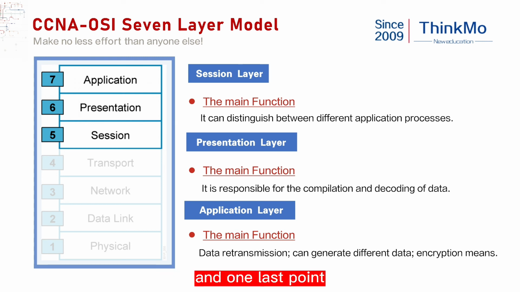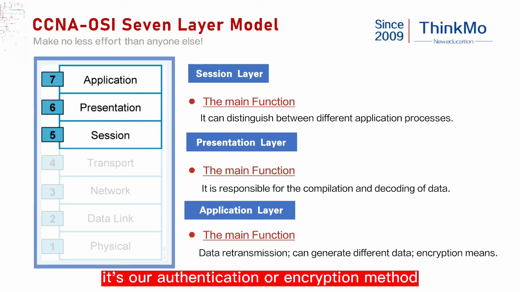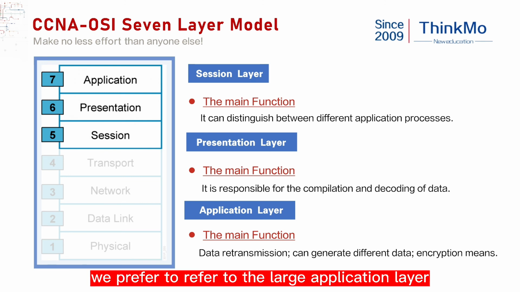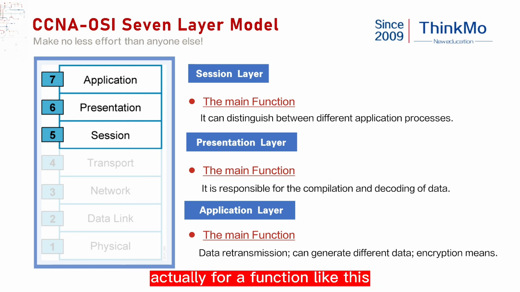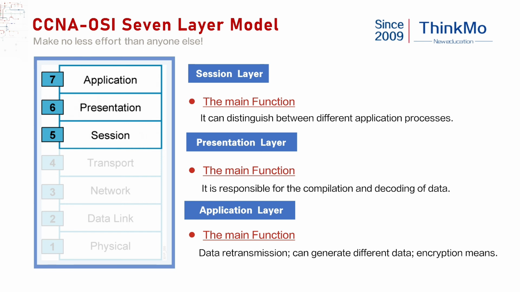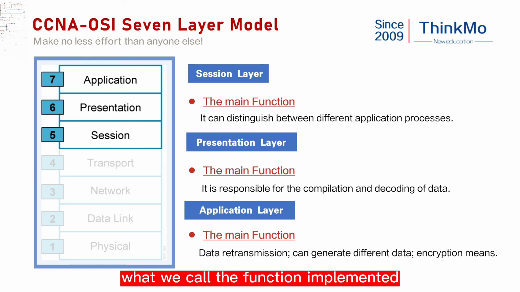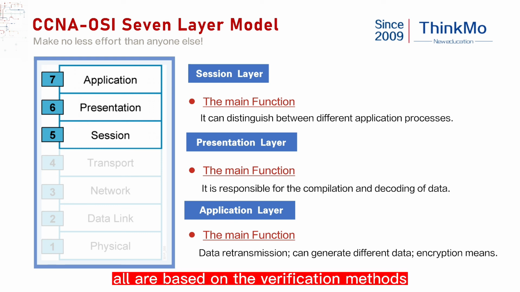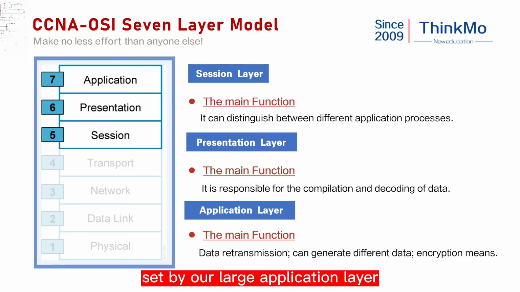And one last point is our authentication or encryption method. Actually, for authentication and encryption, we prefer to refer to the large application layer. For a function like this, we still follow the overall TCP/IP standard. This is the function implemented by what we call the large application layer, for example, account passwords. All are based on the verification methods set by our large application layer.